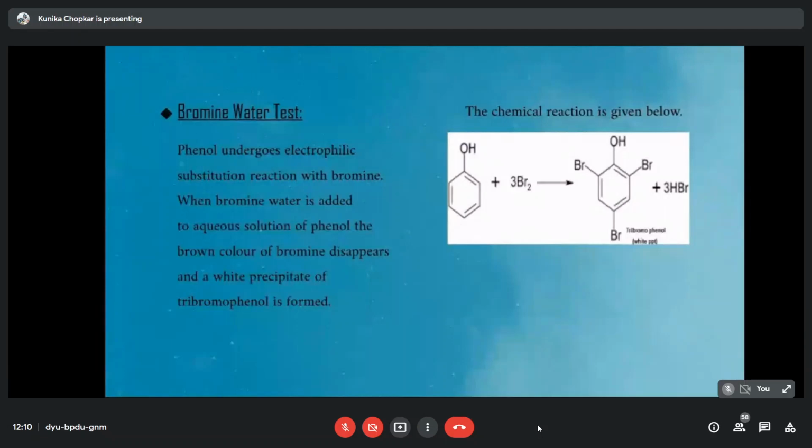Now, the further I will explain. The next test is bromine water test. Phenol undergoes electrophilic substitution reaction with bromine. When bromine water is added to aqueous solution of phenol, the brown color of bromine disappears and the white precipitate tribromophenol is formed. The chemical reaction is given below. When the phenol reacts with bromine, tribromophenol is formed and thus white precipitate forms.